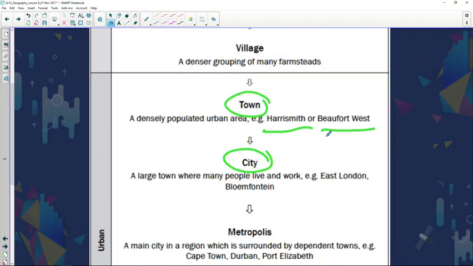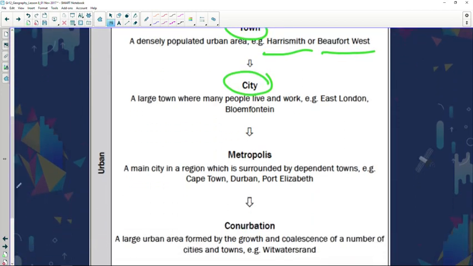Large towns where many people live and work are classified as cities, for instance, East London and Bloemfontein. A metropolis is, for instance, Cape Town, Durban and Port Elizabeth. It's much bigger than a city because the surrounding towns are very close to it.